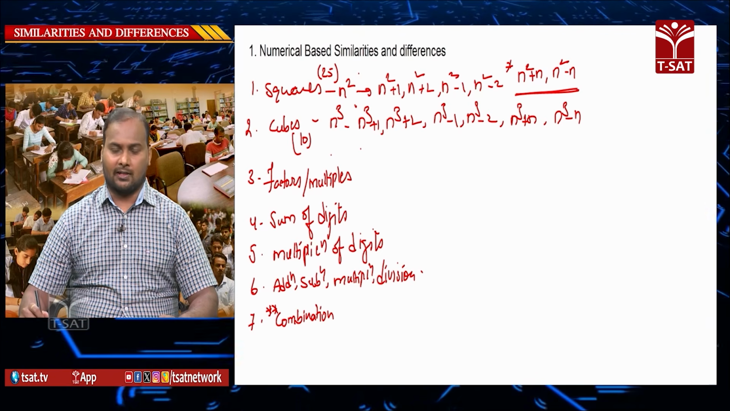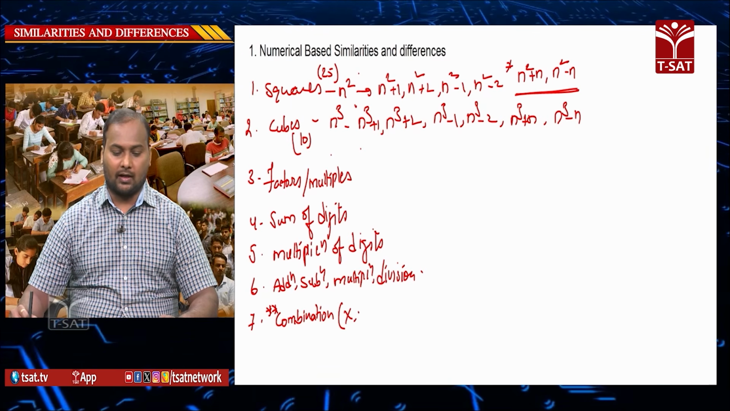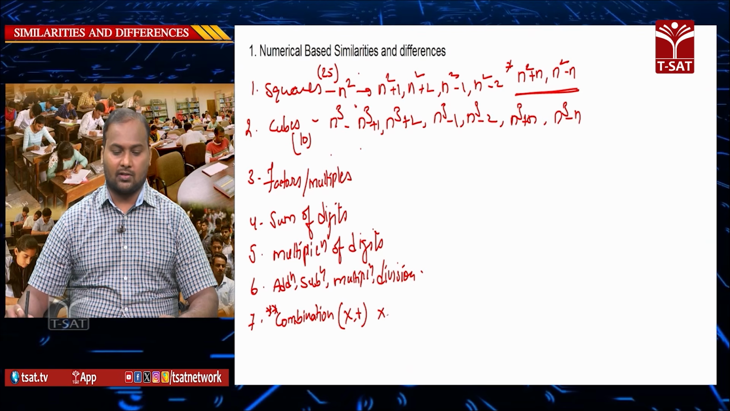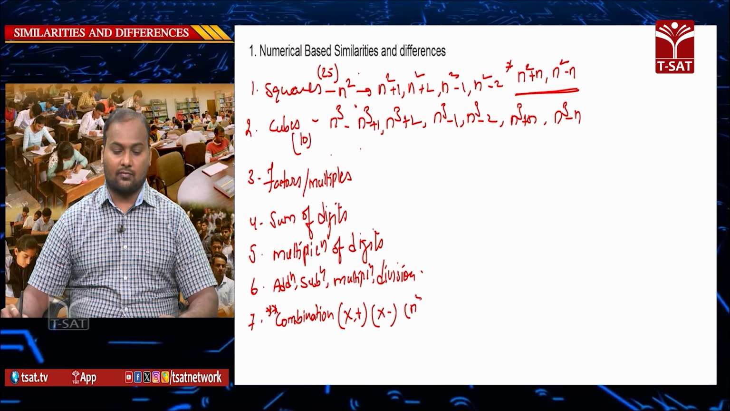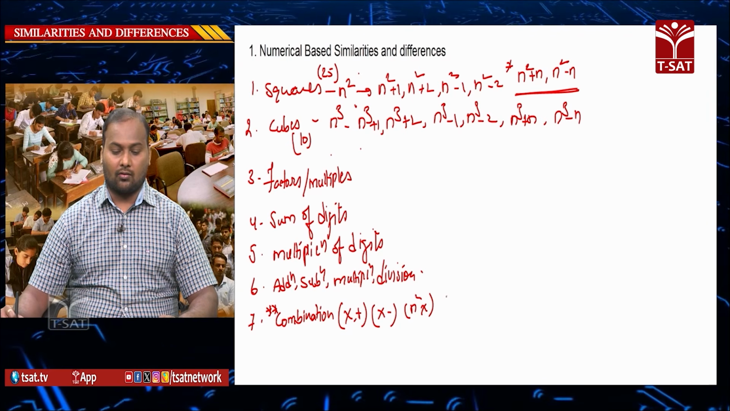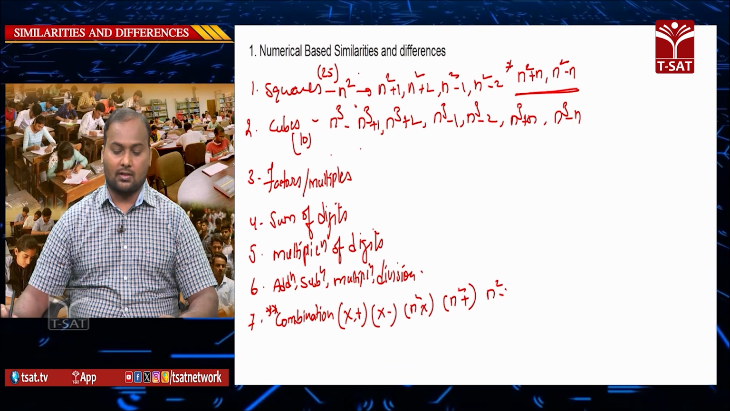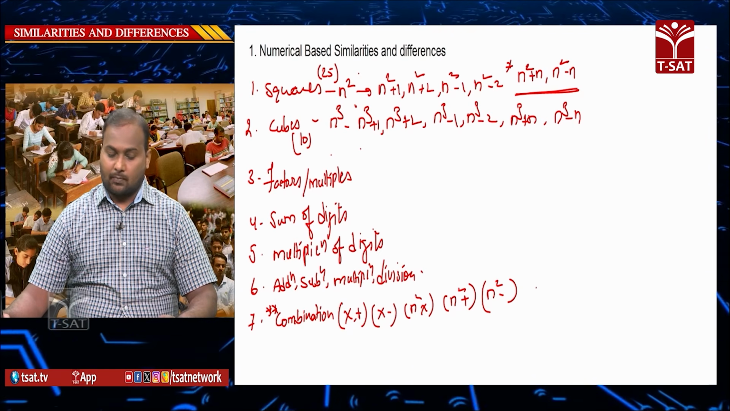So, how can this combination be done? For example, the combination of multiplication and addition. This is one combination. The combination of multiplication and subtraction. This is one more combination. The combination of squares and multiplication. The combination of squares and additions. The combination of squares and subtractions. The combination will have additions and subtractions as well.